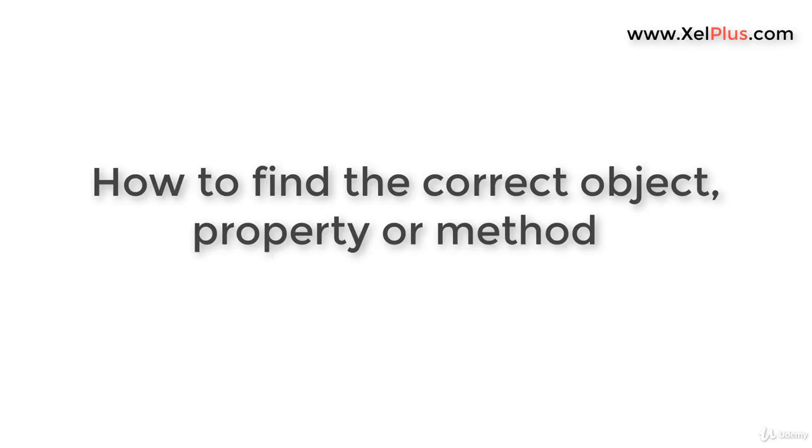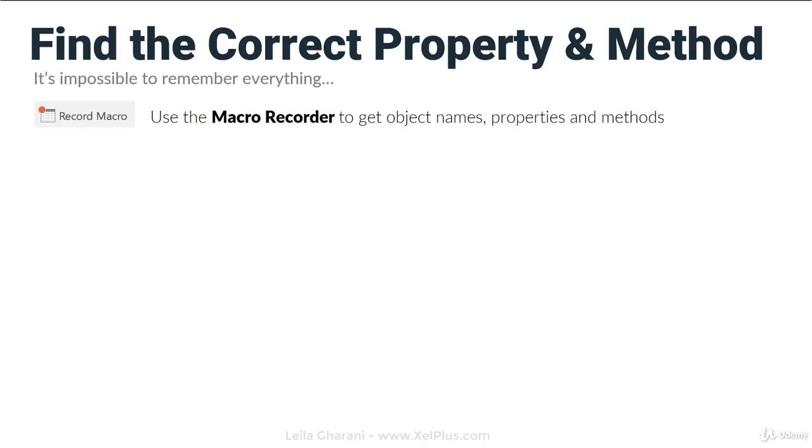In this lecture, I'm going to show you the different ways you can find the correct property and method that's associated with an object. I'm going to be honest, even for the stuff that I use often, I forget what their properties and methods are. So here's what I do. Actually, I use a combination of these. One is to use the macro recorder. It's an easy way to get the syntax that you need.